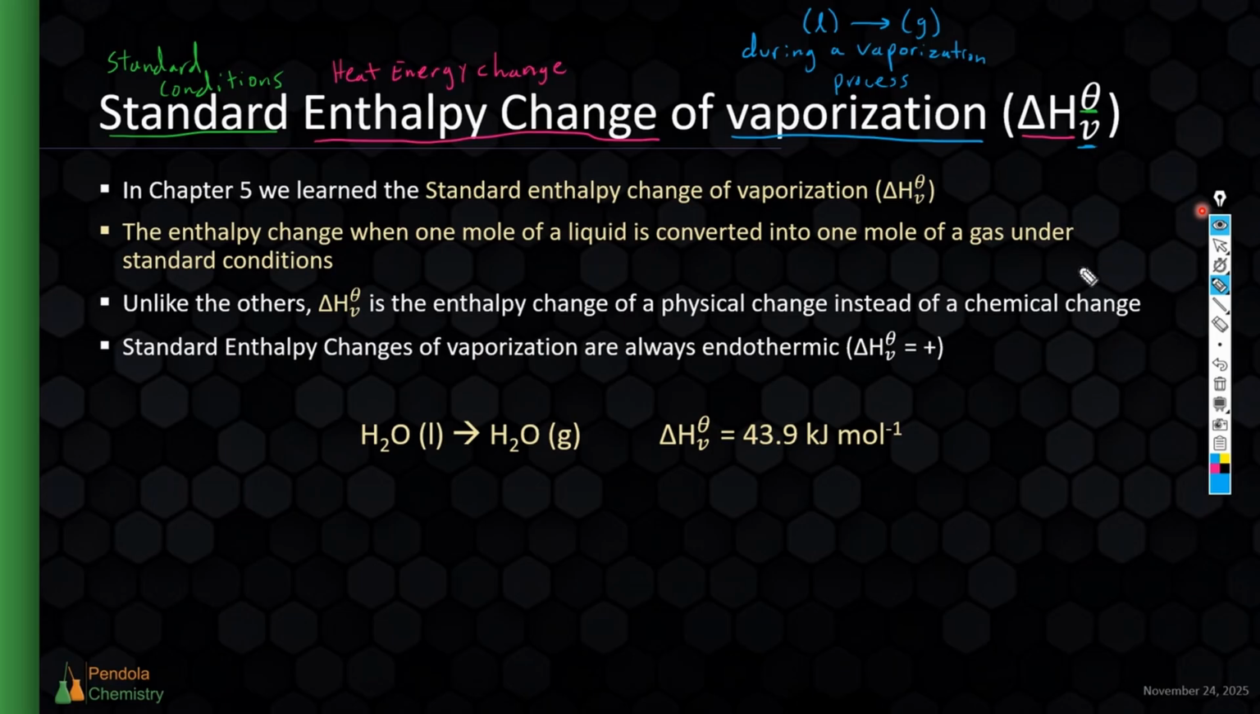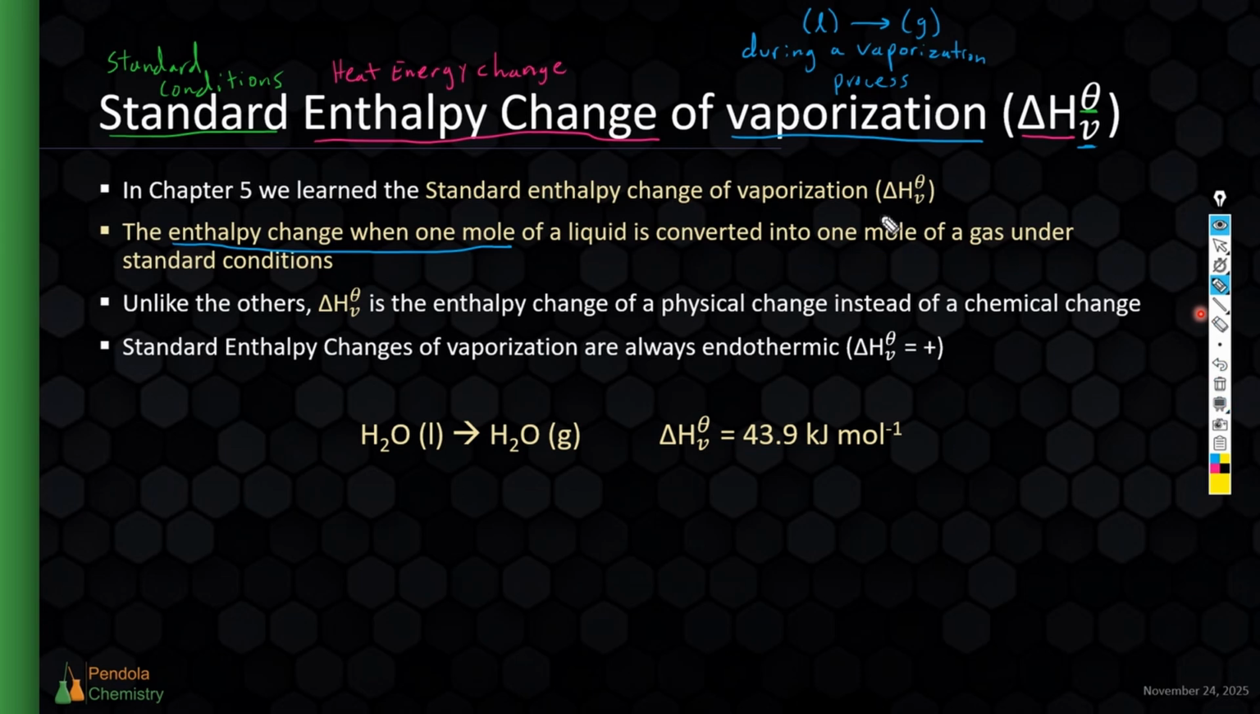Now, we saw this in chapter 5. So this enthalpy change of vaporization, we actually discussed in chapter 5. The standard enthalpy change of vaporization is the enthalpy change when 1 mole of a liquid is converted into 1 mole of a gas under standard conditions. So there are a few parts to this definition. The first part is the enthalpy change when 1 mole, meaning the change in energy when 1 mole of something is, and then the second part, converted from the liquid into 1 mole of the gas.